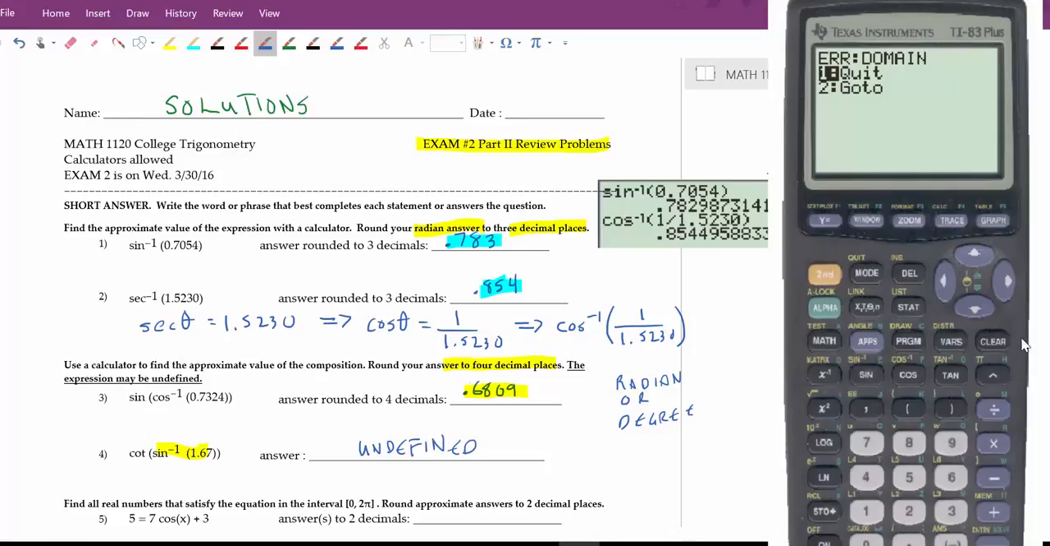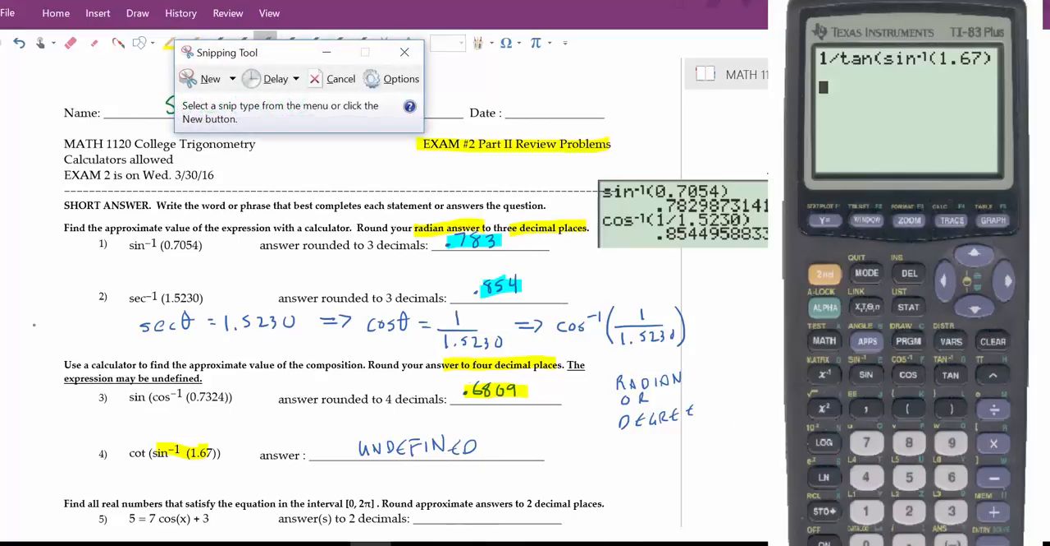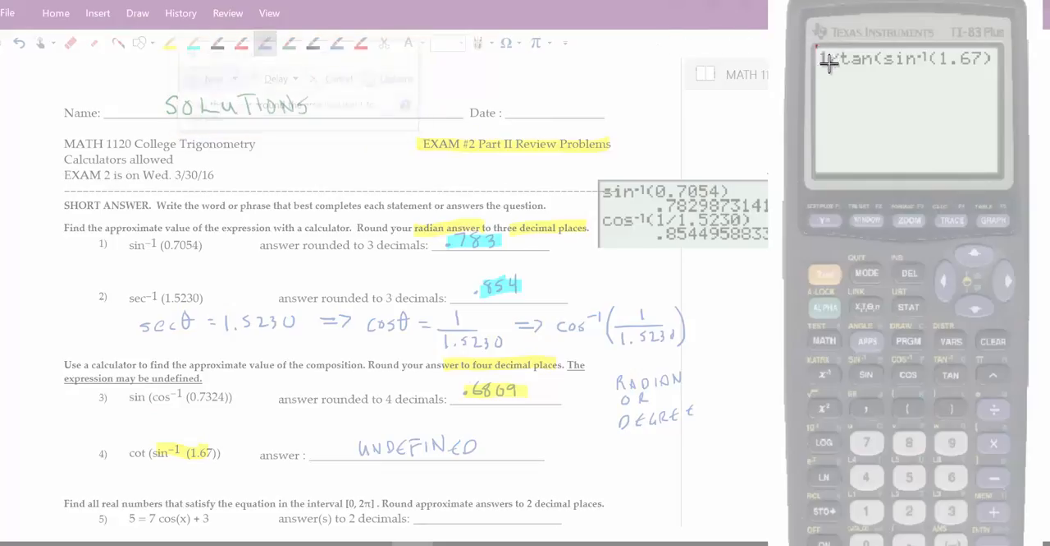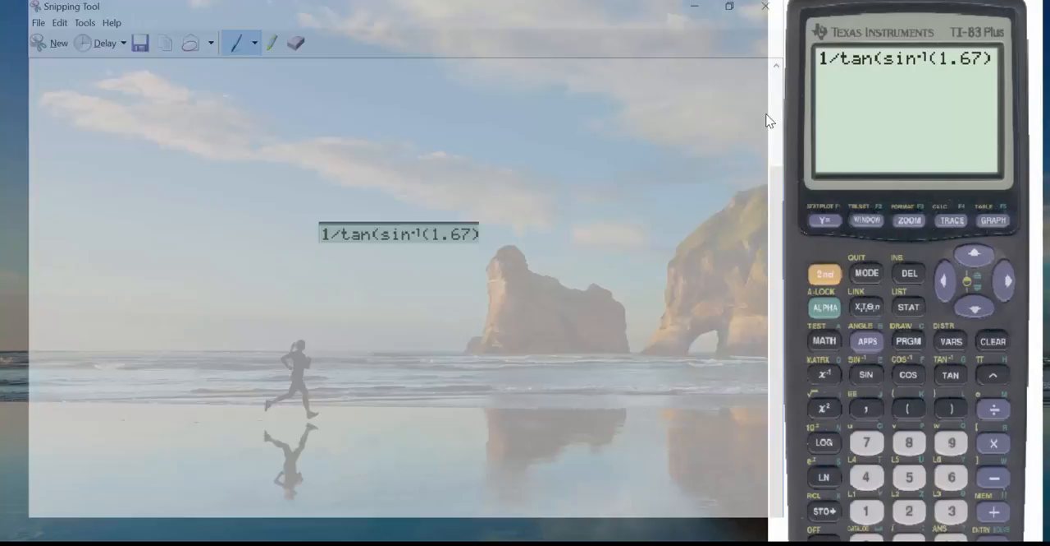So that would be an example of each one of those kinds of things that you do. I'm just going to do a quick screenshot on this and have this as a record to show you how I put that in my calculator.